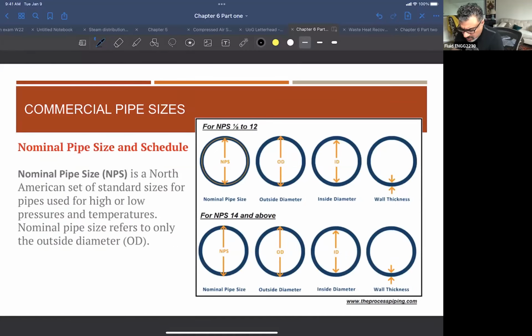Okay, and this nominal pipe size refers to the outside diameter for many applications, right? So you will see that the internal diameter here is not the same, for example, for nominal pipe size 14 inches and above. The nominal pipe size is the outside diameter. Okay, but in addition to this, thickness is very important.